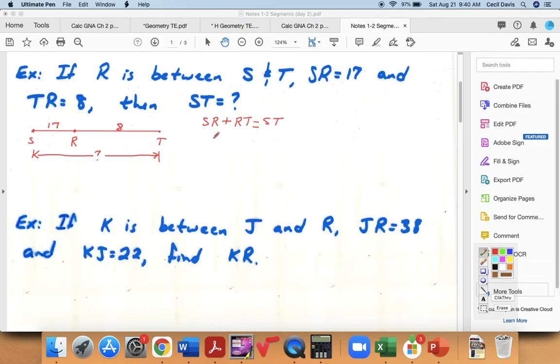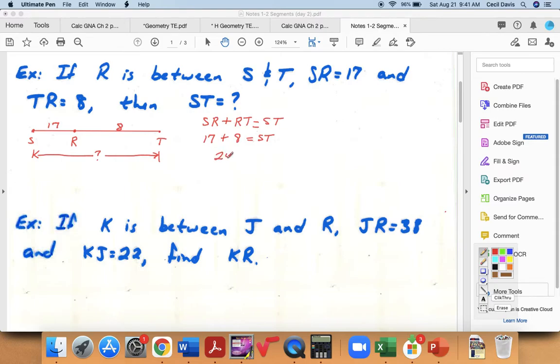So I'm going to now substitute in what I know. The length of SR is 17, so I'm going to replace SR with 17, plus the length of RT, or TR. RT and TR, those two lengths are the same, so that's 8, is equal to the length of ST.